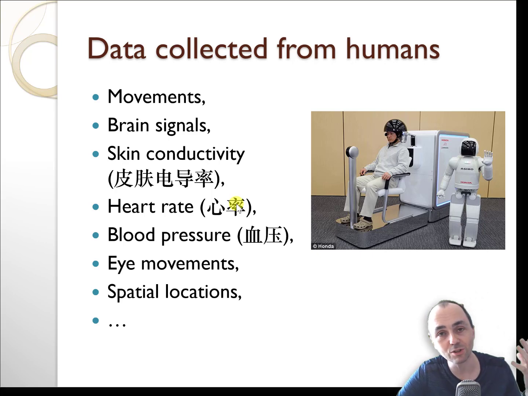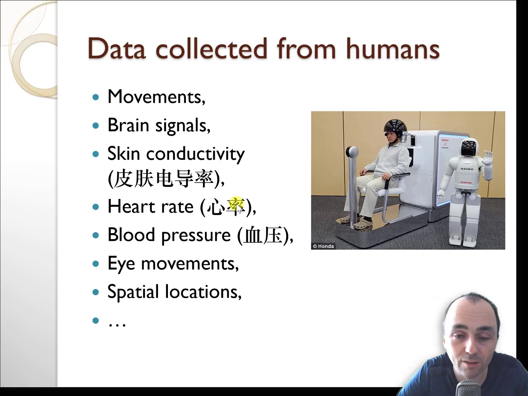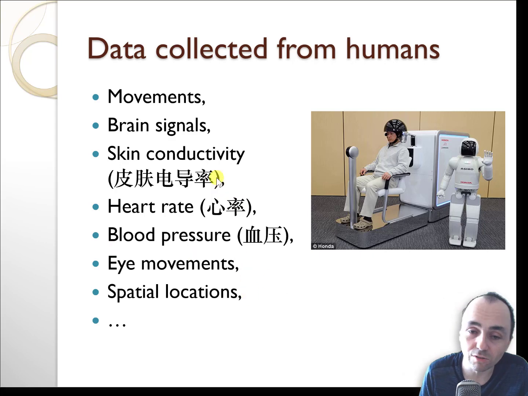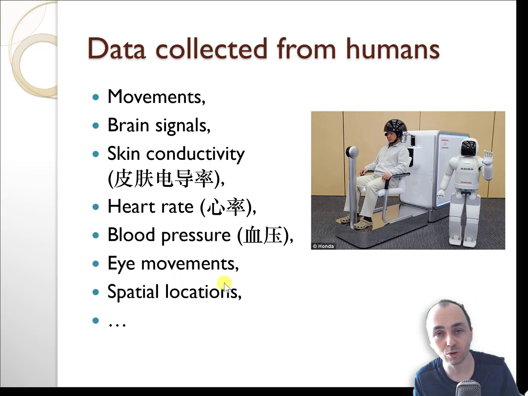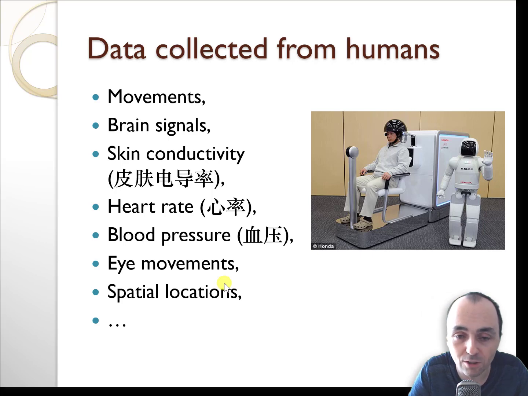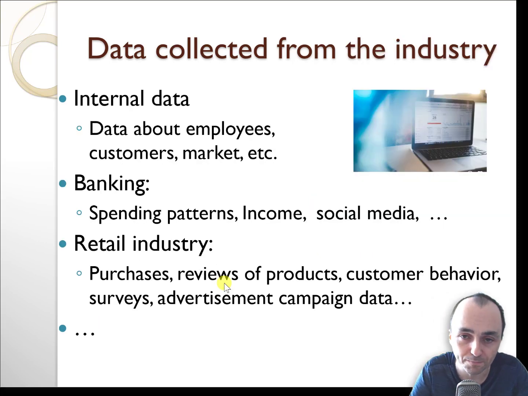Also, there's a lot of data nowadays collected from humans, like movements, or brain signals, if we want to understand what happened in the brain, skin conductivity data, heart rate data, blood pressure, eye movement, also the location, like trajectories when you drive the car, where do you go, and so on. All of this is data from humans.